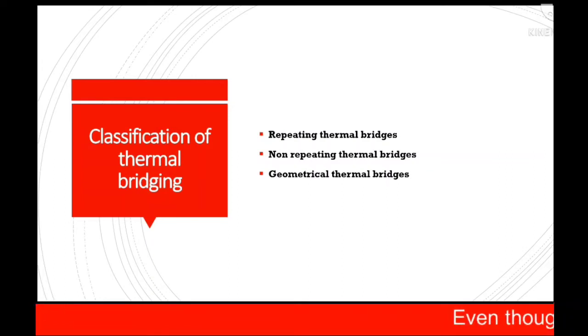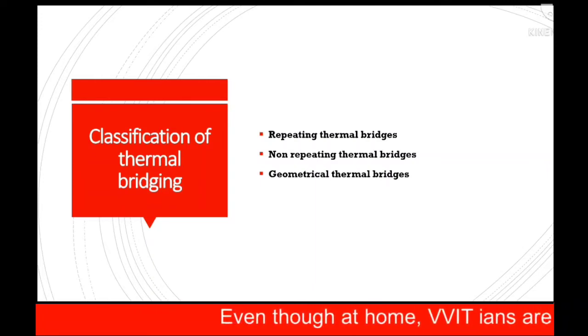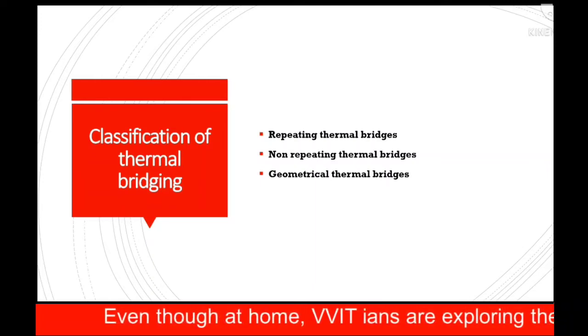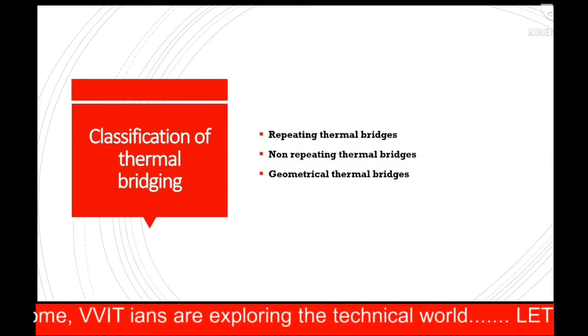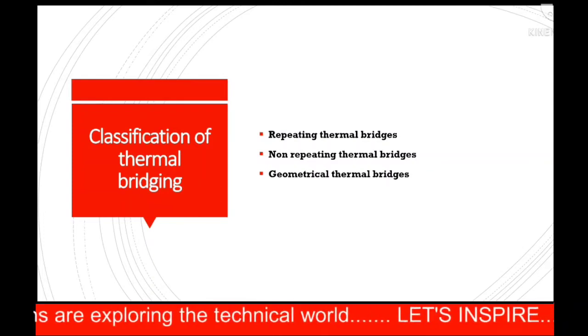Second one is non-repeating thermal bridges. Non-repeating thermal bridges are most commonly caused by discontinuities in the building envelope and can appear around openings such as windows and door openings, around loft hatches.